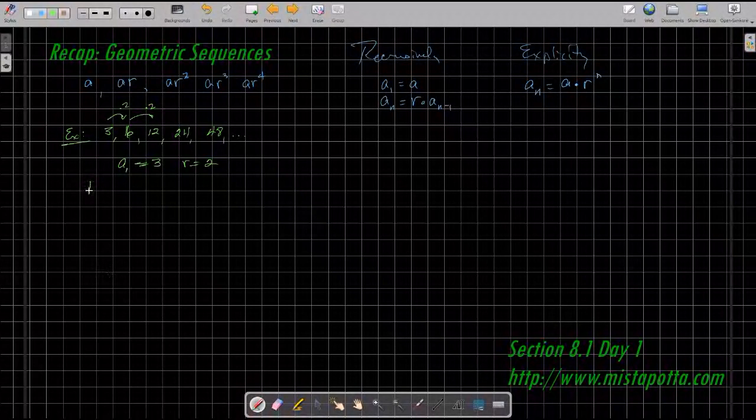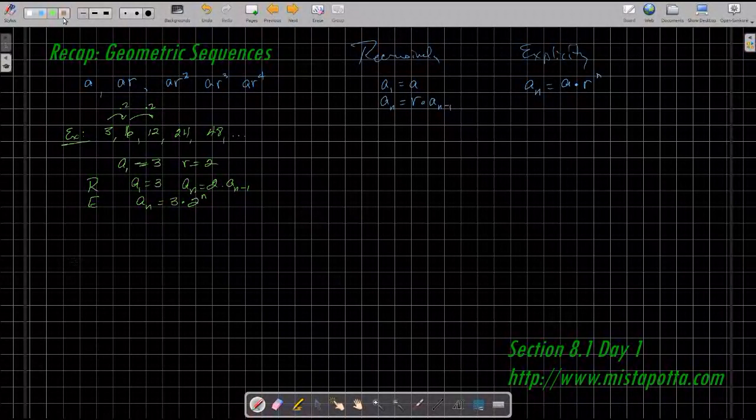And so I can talk about this from a recursive standpoint. This would really be A1 equals 3, and A sub n is equal to 2 times A sub n minus 1. Or I could think of this from the explicit standpoint, where A sub n is really 3 times 2 to the n power. So that's one way that I can look at this.